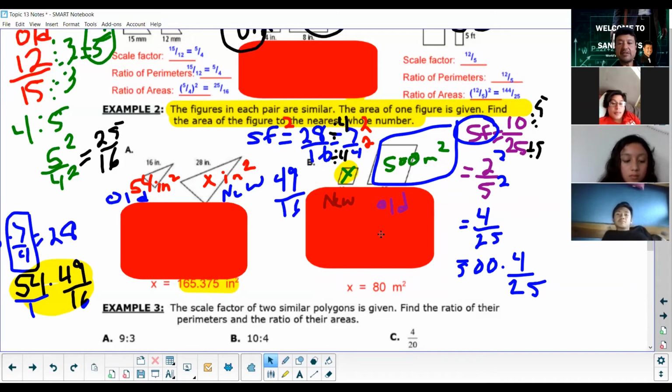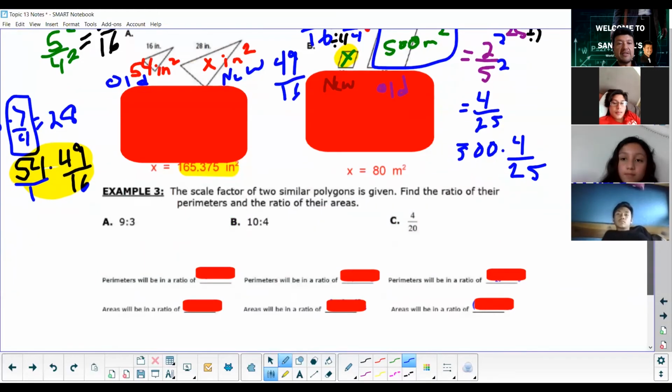And probably is because look, 500 times 4, that's about 2,000. 2,000 divided by 25, 80. Okay, so, all right, good. Now let's go ahead and work on the next ones.